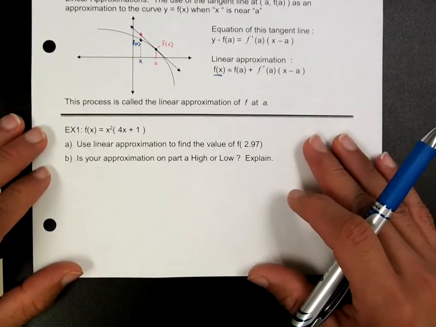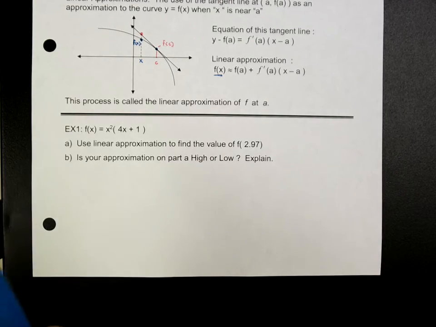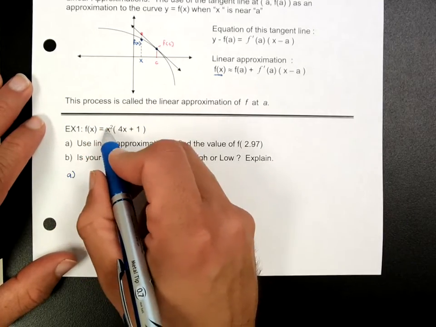Right, on example 1, they're asking us to use linear approximation to find the value of f of 2.97. So the first thing I need to do, remember, since we're doing linear approximation, is figure out the equation of a tangent line to f of x. Since I don't want to use the product rule, I'm going to go ahead and distribute this.